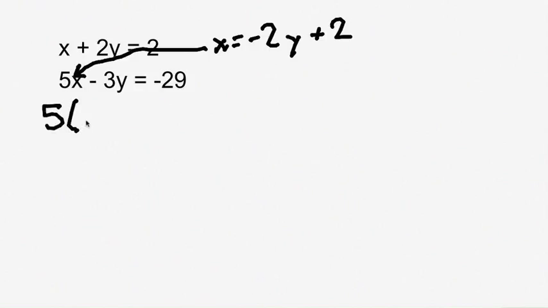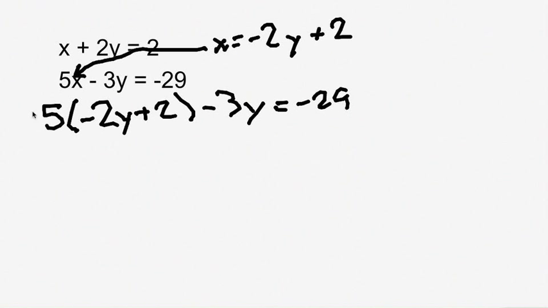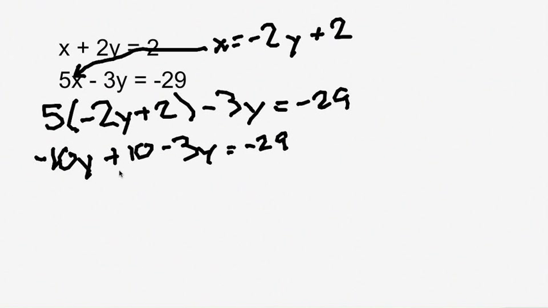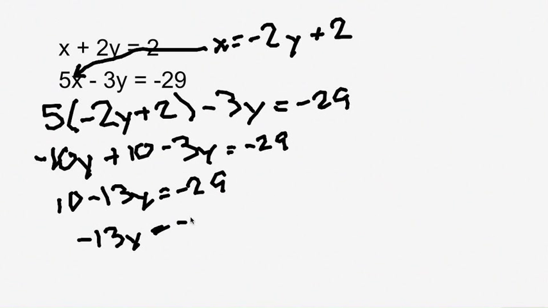So 5(-2y + 2) - 3y = -29. And then you solve for y. So -10y + 10 - 3y = -29. So 10 - 13y = -29. -13y = -39. y = 3. And you can plug the y value back into the original equation.